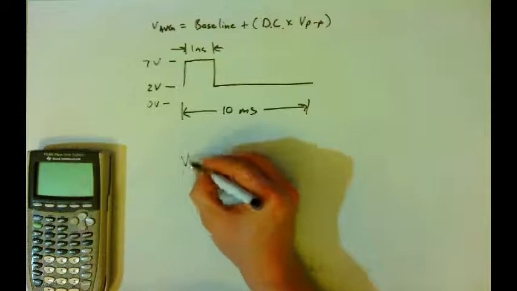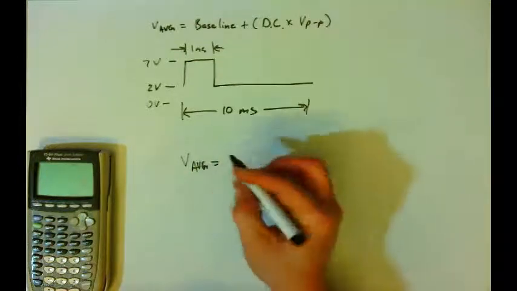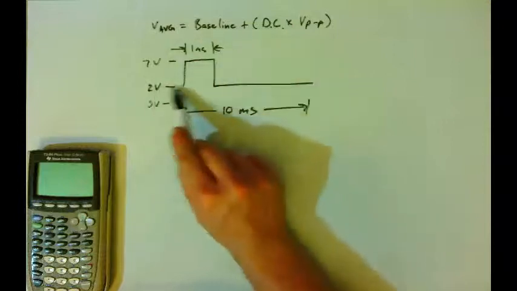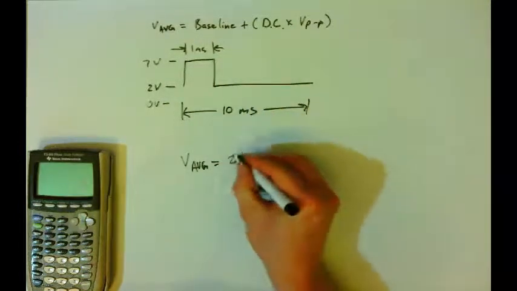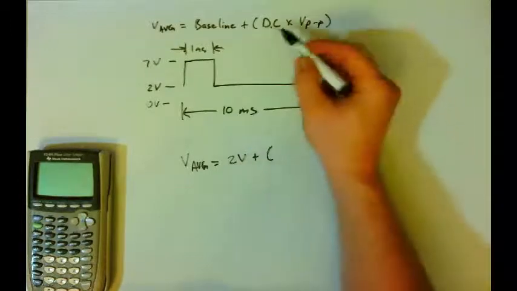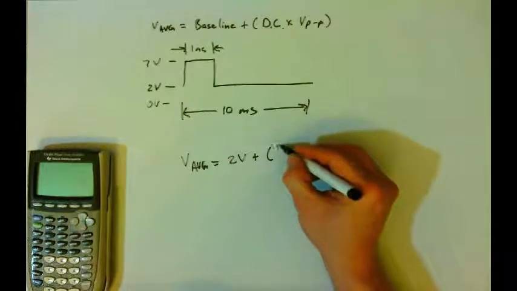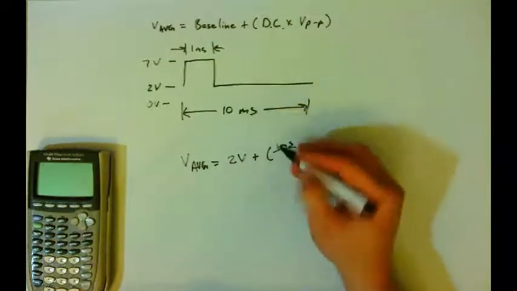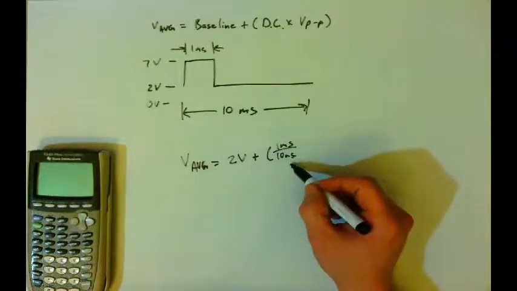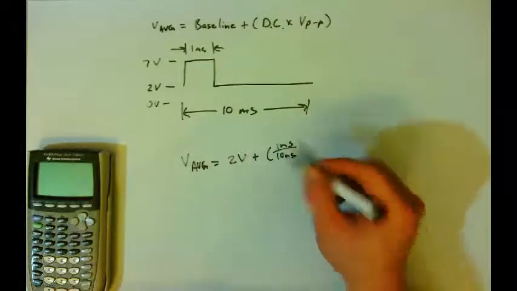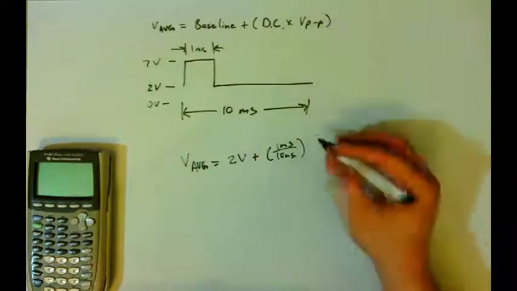The average voltage will be equal to the baseline voltage, which in this case is 2. That is the lowest voltage of the signal. So that'll be 2 volts, plus the duty cycle, which is the pulse width, which is 1 millisecond, divided by the period, which is 10 milliseconds. This will be the decimal version of the duty cycle, right, not the percentage, so I left off the multiply by 100% part, times the peak-to-peak voltage.